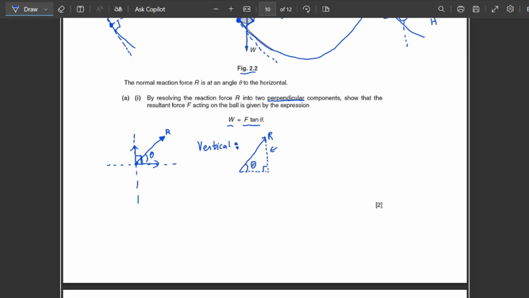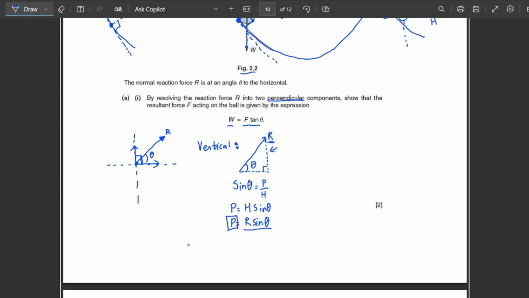So when we're trying to find the vertical component, I believe we're going to use sine theta equals perpendicular over hypotenuse, and then make perpendicular the subject. So that's just hypotenuse times sine theta. We already know the hypotenuse is equal to R, so we can input that here. And so the vertical component, or the perpendicular component, is equal to R sine theta.